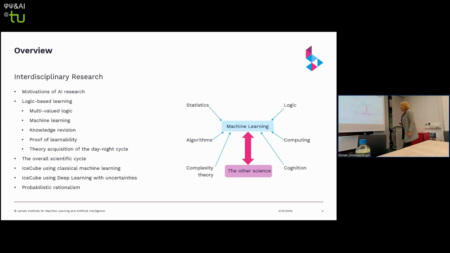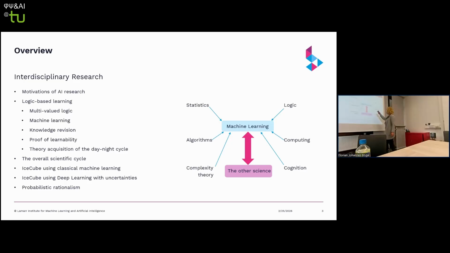So the overview of my talk is that I talk about interdisciplinary research. Actually, machine learning has many relations with statistics, with algorithms, and very many relations with complexity theory. It is truly related to logic, as we have heard this morning already, and to computing and to cognition. So in a way, machine learning has very many relations to other disciplines, or they are part of the discipline, you never know.